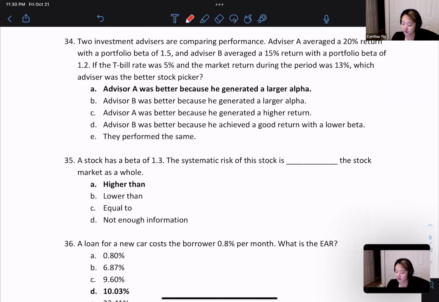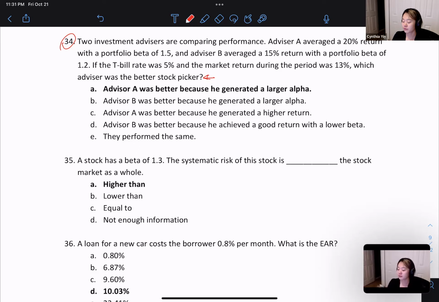34. Two investment advisors are comparing performance. Advisor A averaged 20% return with a portfolio beta of 1.5. Advisor B averaged 15% return with a portfolio beta of 1.2. Treasury bill is 5%. Market return is 13%. Which advisor is a better stock picker? This is exactly testing you. One of my favorite examples in class, using alpha to measure underperformance or overperformance.